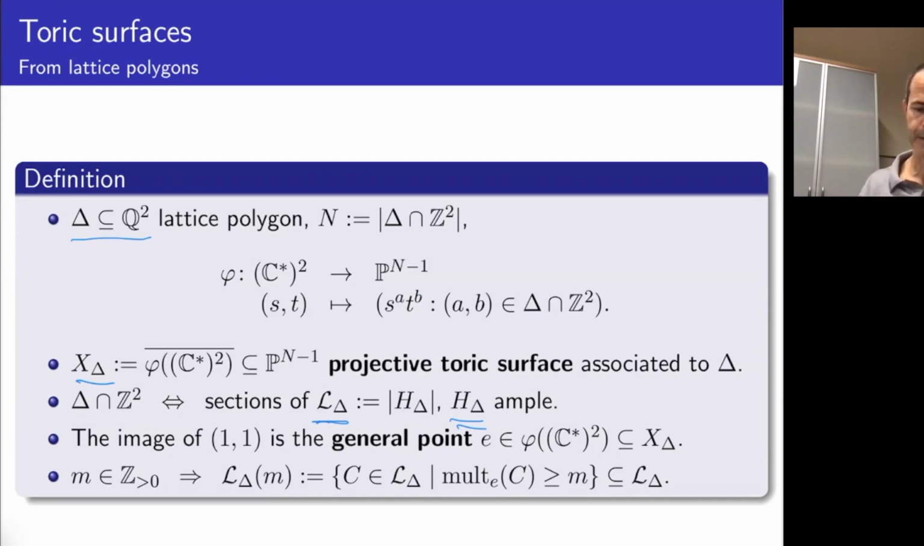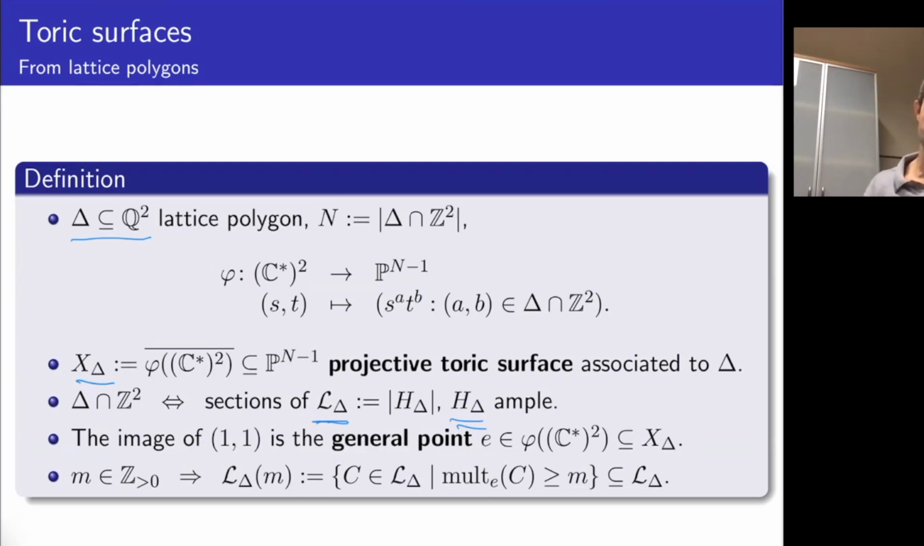As a notation, we will denote by E the general point of the toric surface, which is the image. We can take as E the image of the point (1, 1). So we get a point on the torus, and it is general in the sense that we can move this point around the dense open subset of the toric surface.